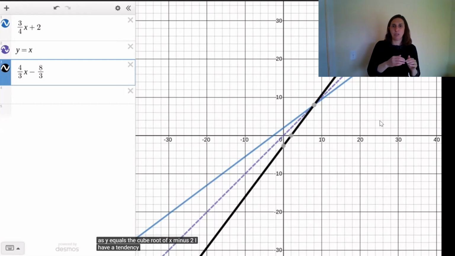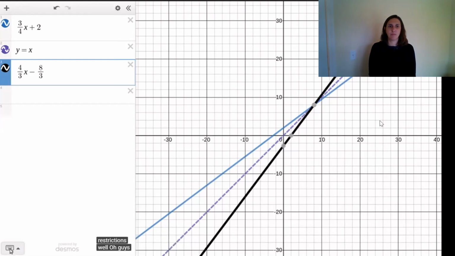I have a tendency when I take cube roots or any roots to use the fractional root. So I'd have y equals x minus 2, to the 1/3. I like the fractional roots better because they obey all the rules of exponents that we had. I don't have to think of them as something different. I just have to worry about their domain restrictions.